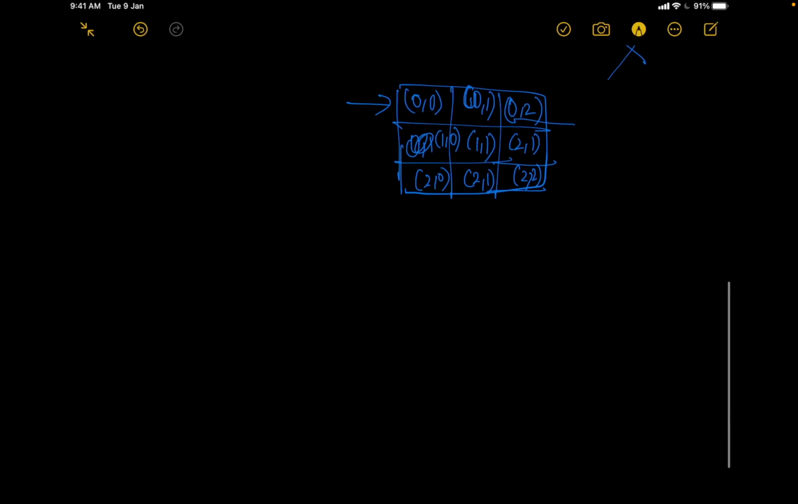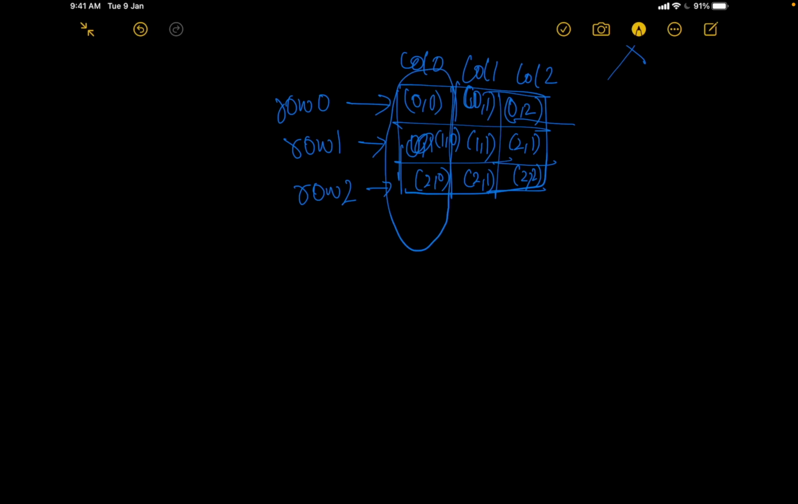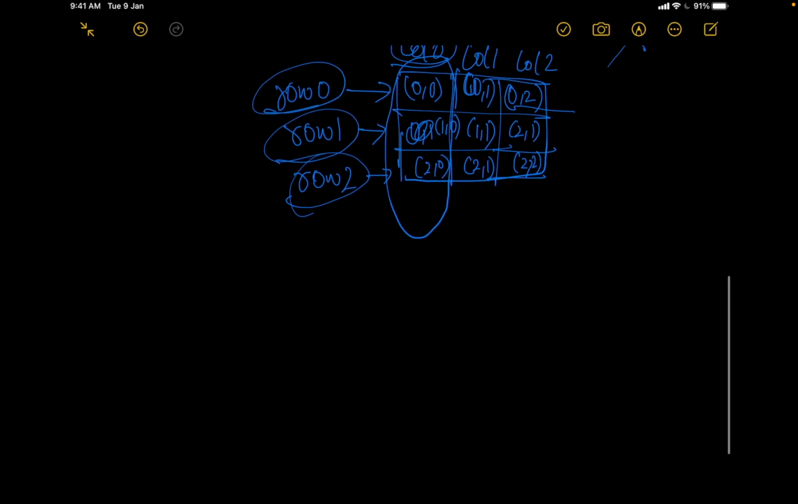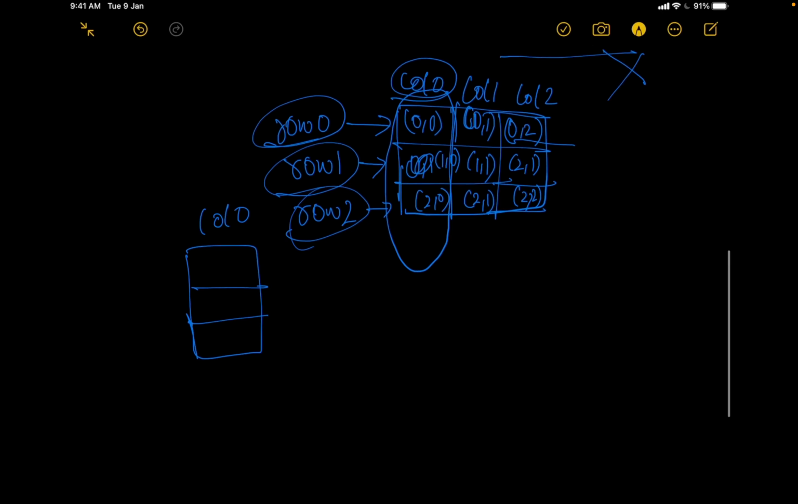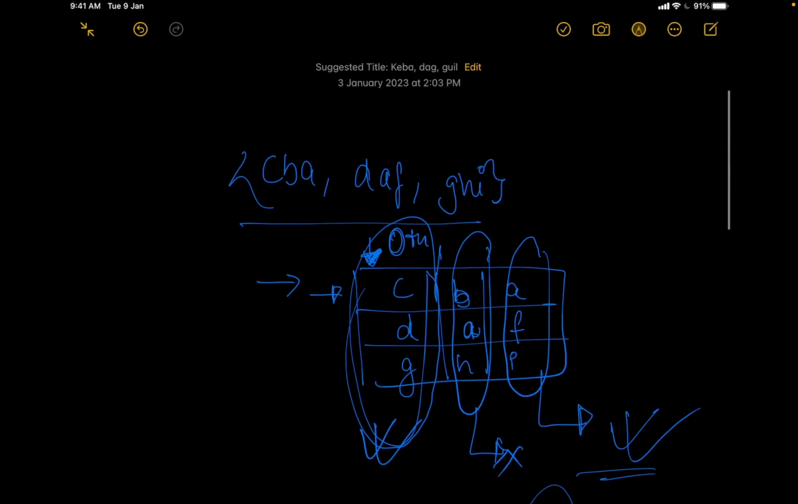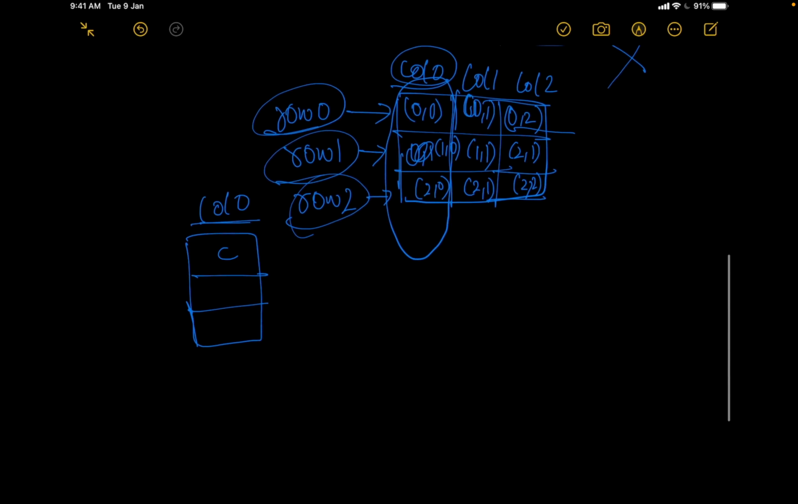So just to make it clear, this is called row 0, this is row 1, this is row 2, and this is column 0, column 1, column 2. Now in the first iteration we were going for column 0, so we'll have to go through all the elements present in column 0, firstly at row 0, then row 1, then row 2. Let's suppose we have a single column right now, which has elements C, D and G.